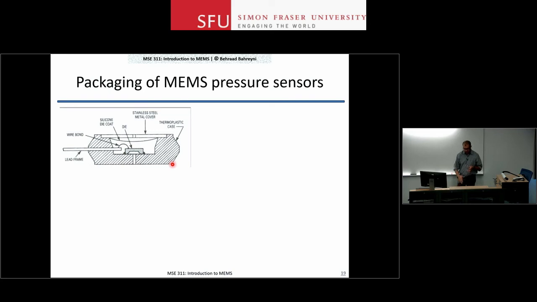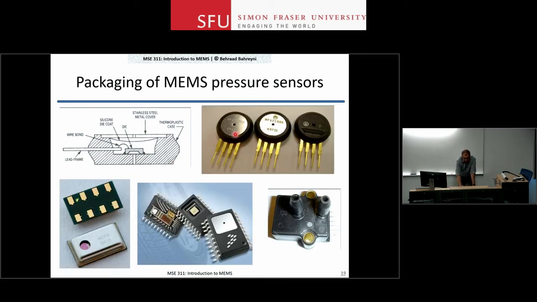Packaging of MEMS pressure sensors, obviously you need connection to the outside world. You need to see the pressure changes. So you need a vent, you need a hole on the package. That makes it non-trivial. You basically have to have this contact to the outside world. But this is a fairly common property of any pressure sensor that you see out there. You see a vent that goes into the package to let the sensor inside see the pressure variations.